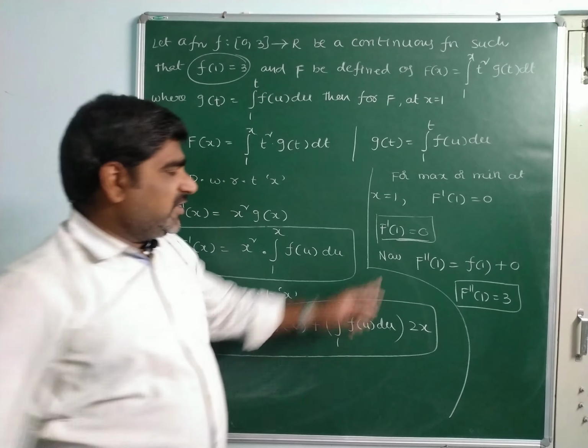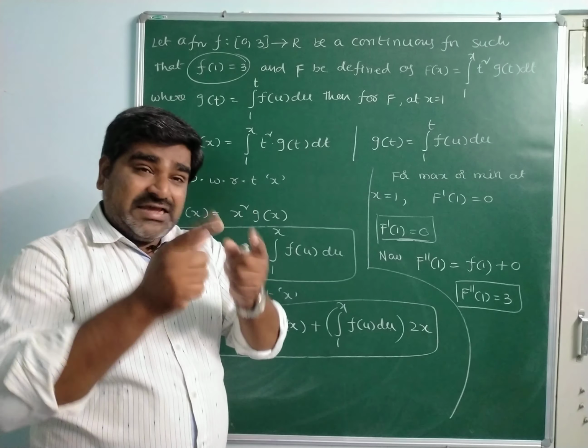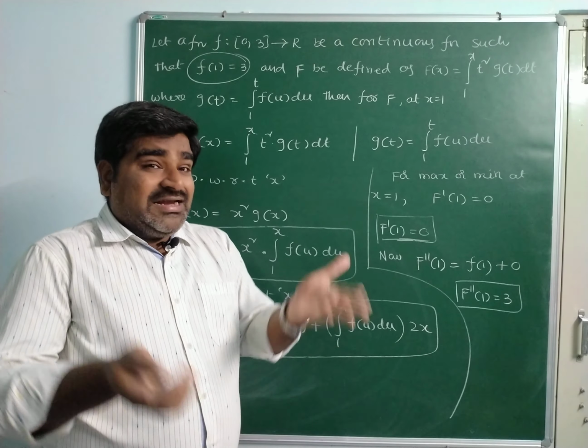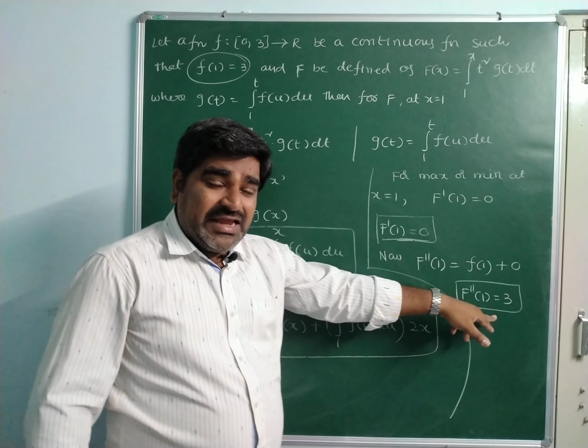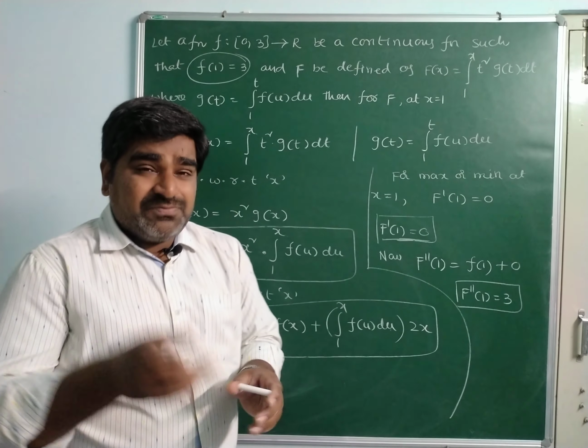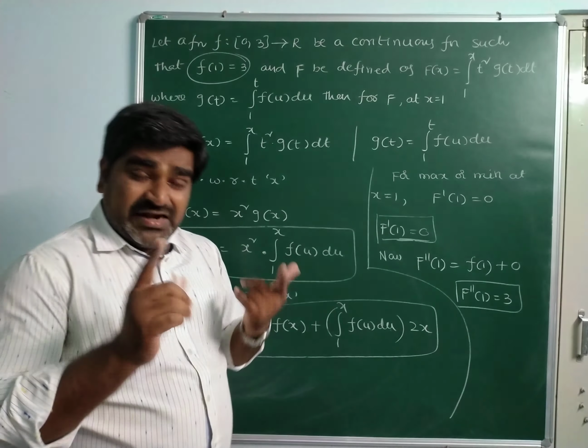That means the first order derivative of capital F of x at x equal to 1 is 0, and the second order derivative at x equal to 1 is 3, which is positive. If the first order derivative is 0 and the second order derivative is positive, then at that point the given function has a local minima. If the first order derivative is 0 and the second order derivative is negative, then at that point the given function has a local maximum.